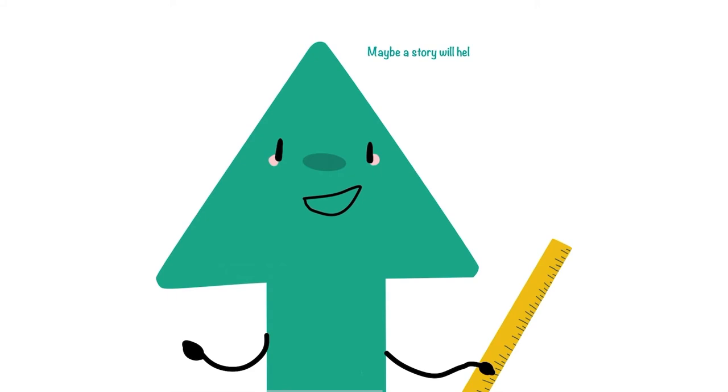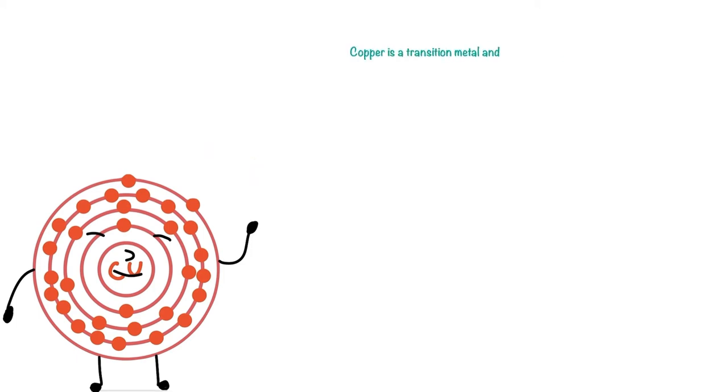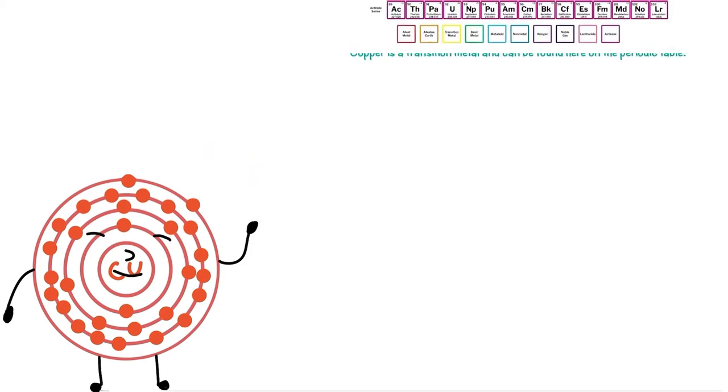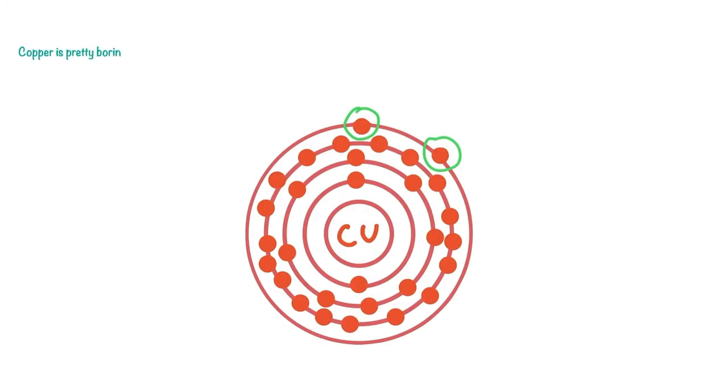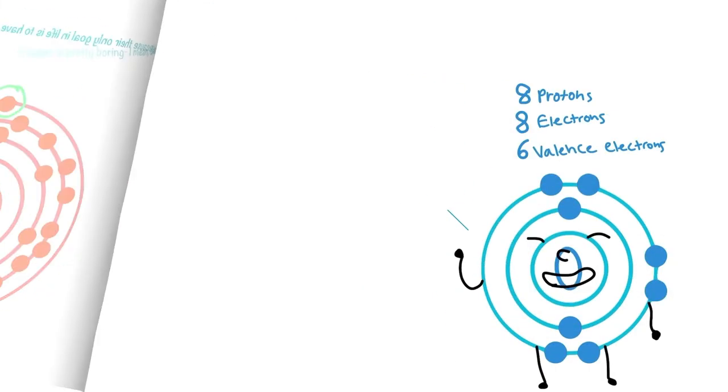Maybe a story will help you understand this concept a bit better. But before we start, let's talk about the characters. This is copper. Copper is a transition metal and can be found here on the periodic table. Copper is pretty boring, dedicated, because their only goal in life is to have a full valence shell through getting rid of their 2 extra electrons.